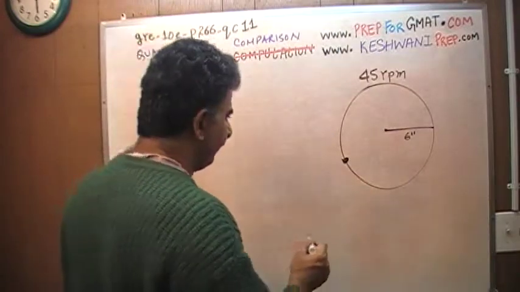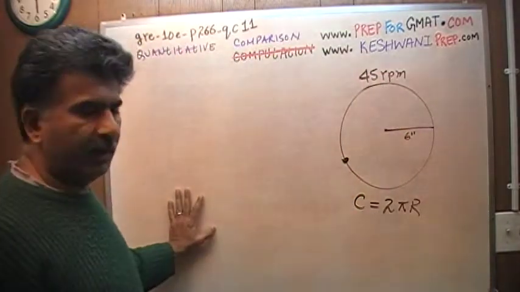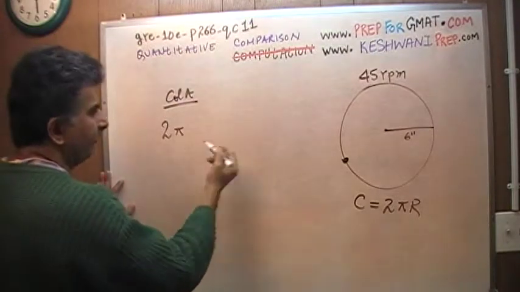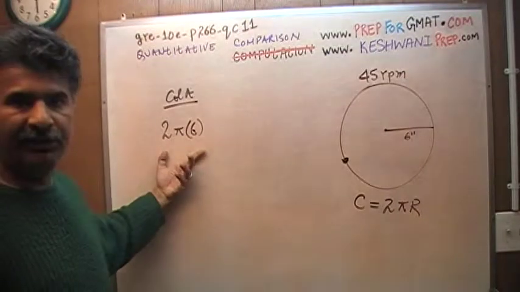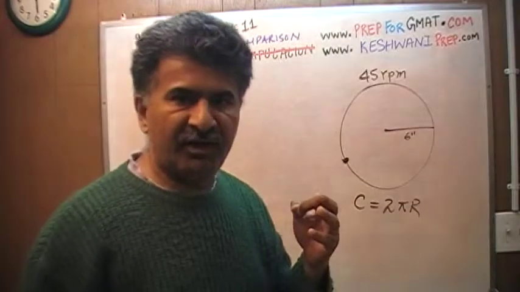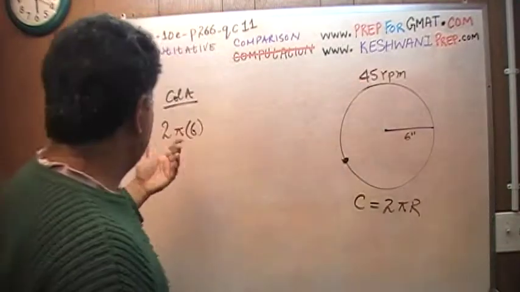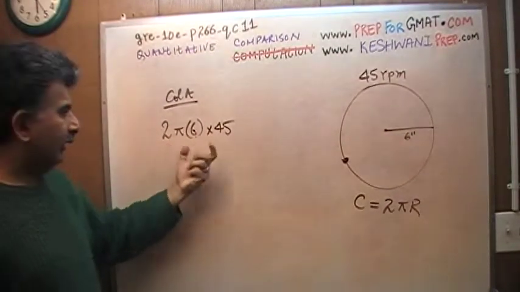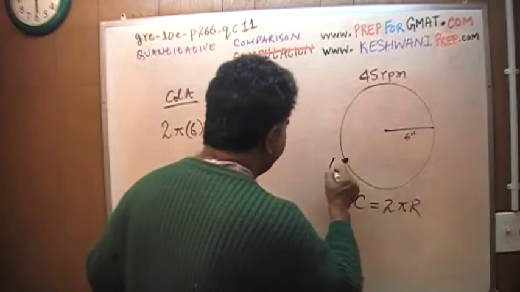A circumference is simply 2 times pi times r, 2 pi r. So here in the first column, we have 2 times pi times 6 inches. This is how many inches it will travel in 1 revolution. And since we are being asked how much it travels in a minute, and the record is moving at a rate of 45 revolutions per minute, it will travel 45 times as much distance. This is how much distance this point travels. Let's call it point A.